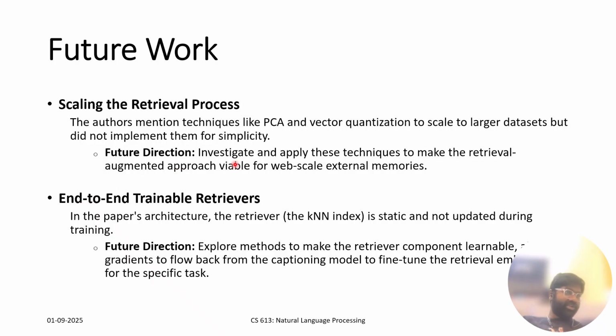So for future work, we can just investigate and apply these techniques to make RAG more viable for web scale external memories. And we can also make this an end-to-end trainable retriever. Here the kNN index is static and it's not really updated during the training. So in future we can explore methods to make the retrieval component learnable, to make the gradients flow back from the captioning model to fine tune the retrieval embedding for this specific task.